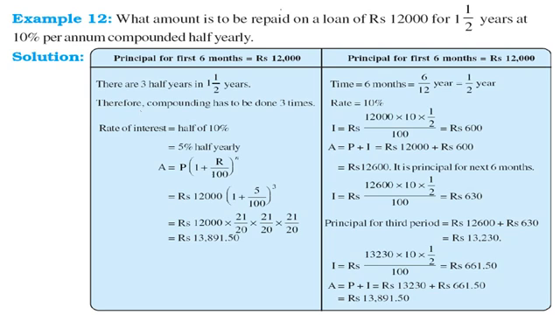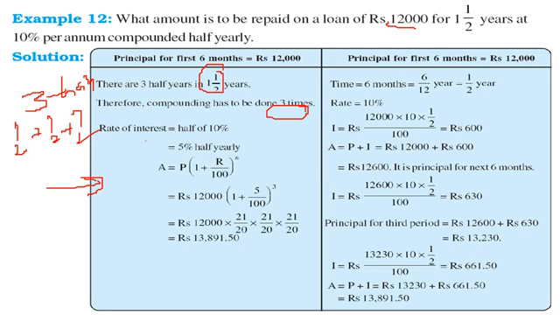What amount is to be paid on a loan of this much for 1.5 years at 10% per annum compounded half yearly? So there are certain ways in which we can directly use the formula. See, this is 1.5 years. There are 3 half years, that is half plus half plus half, that gives you 1.5, that is 3/2. So we have to compound it 3 times. So rate of interest would be what? Half of 10%.